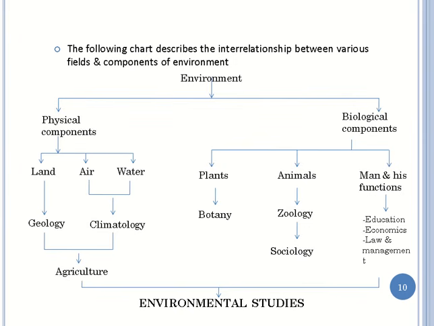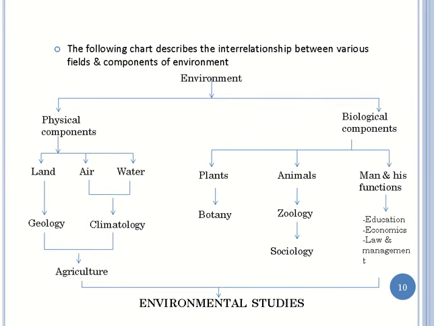Same I have explained in a different point of view. See, so environment is composed of biotic and abiotic components. Abiotic components include land, air, and water, and biotic components include plants, animals, and man and its functions. So when you want to study the land, we require the knowledge of geology. When you study both air and water, you require the knowledge of climatology. When you want to study all these three, we require the knowledge of agriculture.